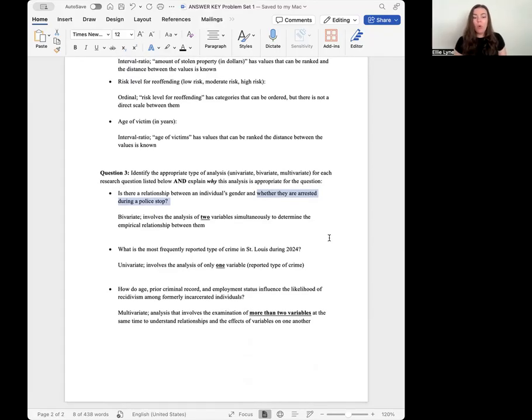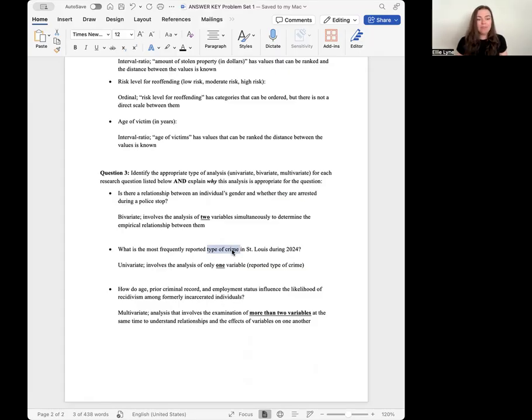Second example, what is the most frequently reported type of crime in St. Louis during 2024? And so again, all that you're doing here is identifying how many variables there are of interest. And even though there could be various types of crime, as we saw listed in previous examples as well, we could have assault or burglary or robbery or homicide, the only variable of interest here is type of crime. It doesn't matter how many types of crime there are, but we're only measuring one variable here. That's why we are using a univariate analysis, even though we know there could be a lot of different kinds.